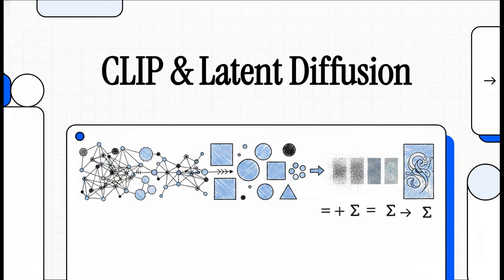I mean, we're seeing these incredible AI-generated images absolutely everywhere now, right? But what's actually happening under the hood? Like, how does math literally create art? Well, that is exactly what we're going to uncover today.